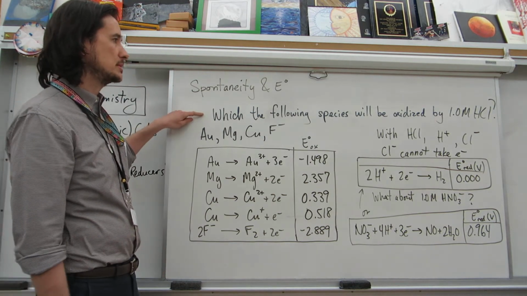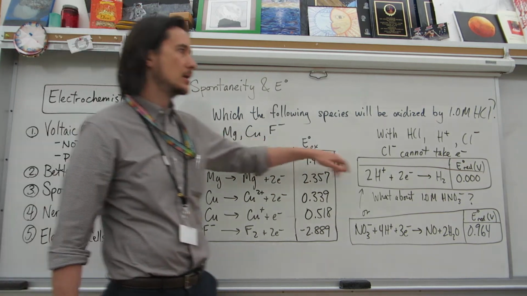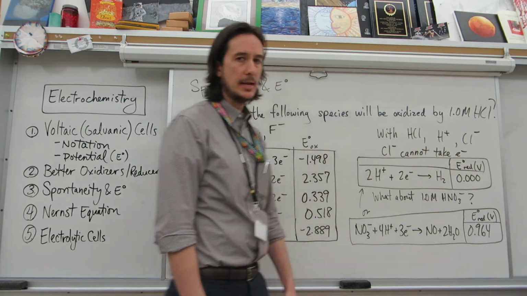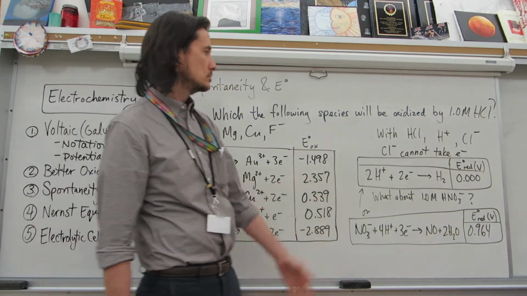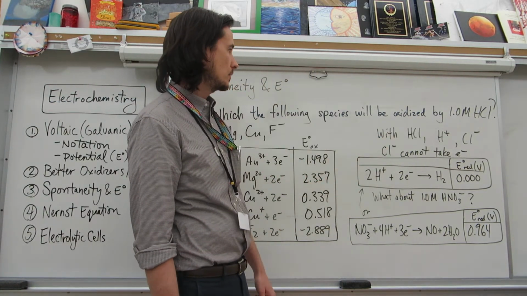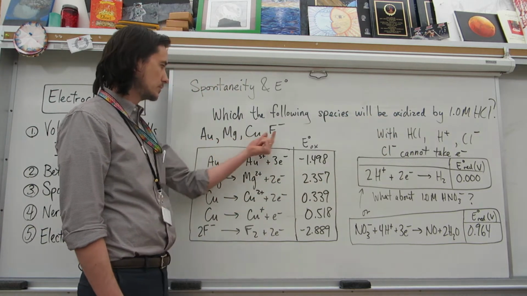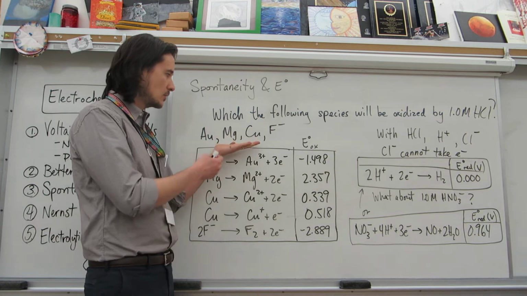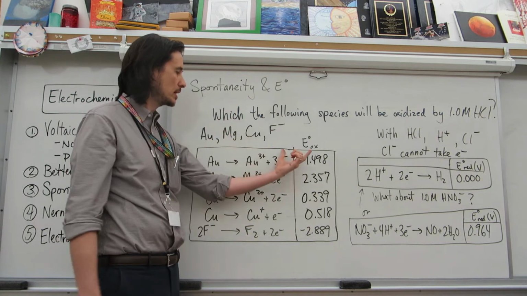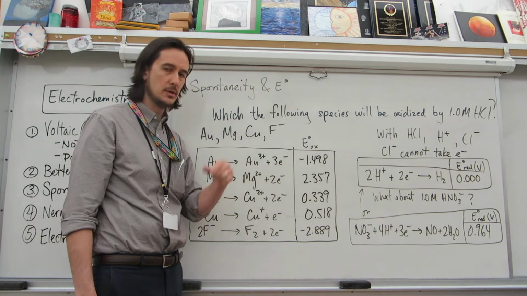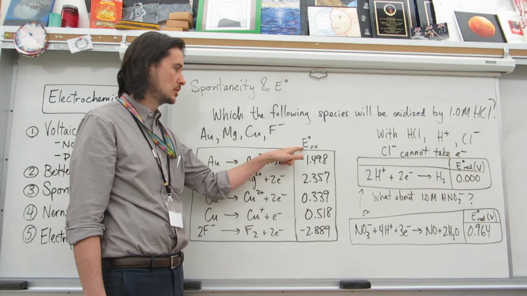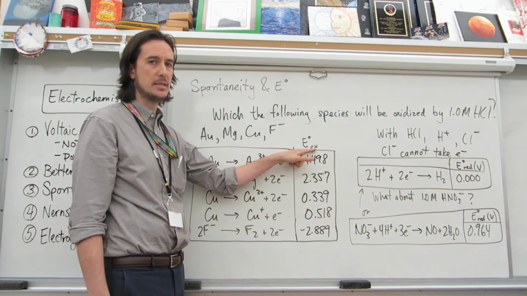Which of the following species will be oxidized by 1 molar hydrochloric acid? So if you've got HCl, right, this is a species being oxidized. So here we've got some metals, we've got fluoride. These things, we'd be taking electrons off of there. So whatever we see on the chart of reduction potentials, we're reversing it because we're looking for oxidation.